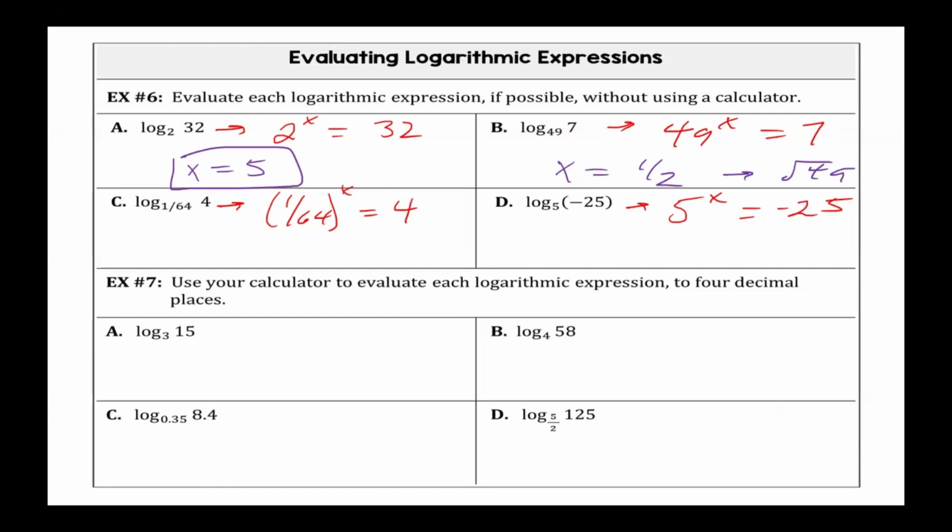With me? Okay. Next, we have a fraction here: 1/64. Okay. 1/64 means that I have 64 to the negative 1x equals 4. I know that it has to be negative because it is a fractional base. Does that make sense? So I know it has to be negative. And again, I'm going from a big exponential base to a small solution. So I know it has to be what? A fraction, right?